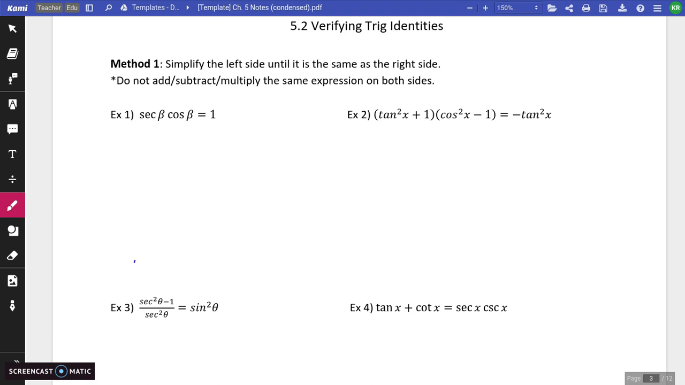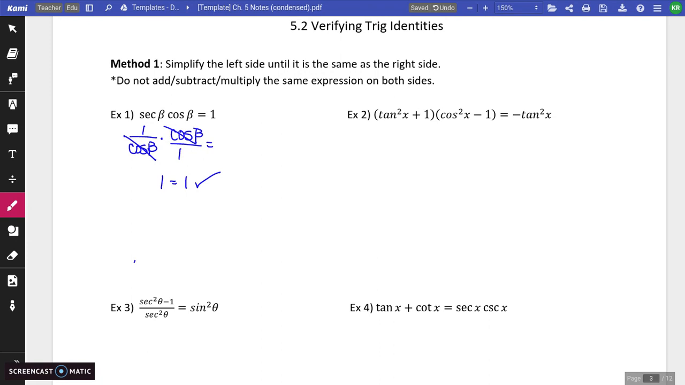So example 1, secant beta times cosine beta. We need to get that to simplify to 1. I would start with rewriting secant as 1 over cosine and then multiply times cosine of beta. So of course this would be cosine over 1. So the cosine betas reduce, and you have 1 equals 1. You are finished.